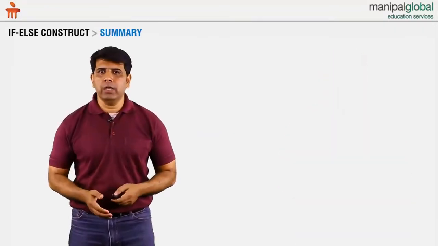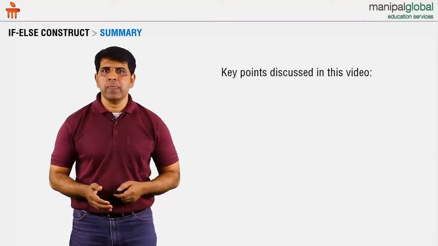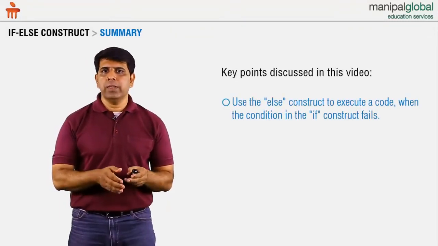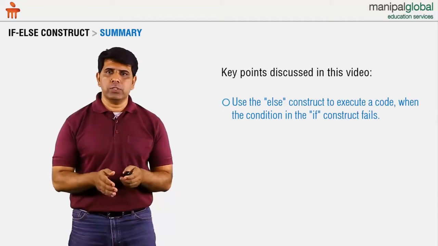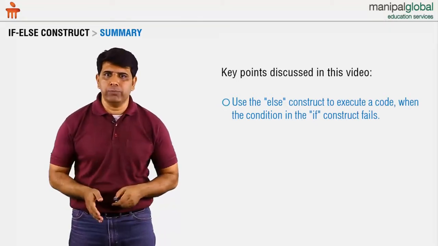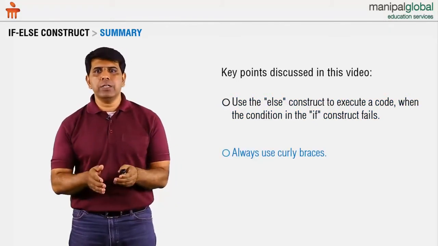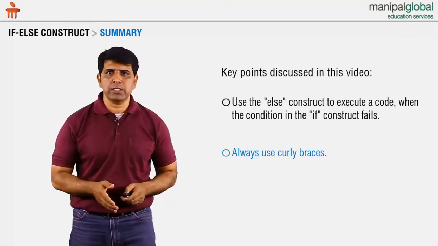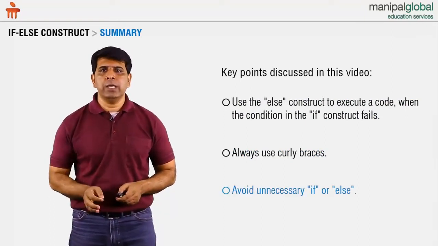So let's summarize quickly what are the things that we learned. Now we saw that the use of the else construct is to execute when an if condition fails, and always use curly brackets as best practice. Avoid unnecessary if or else.